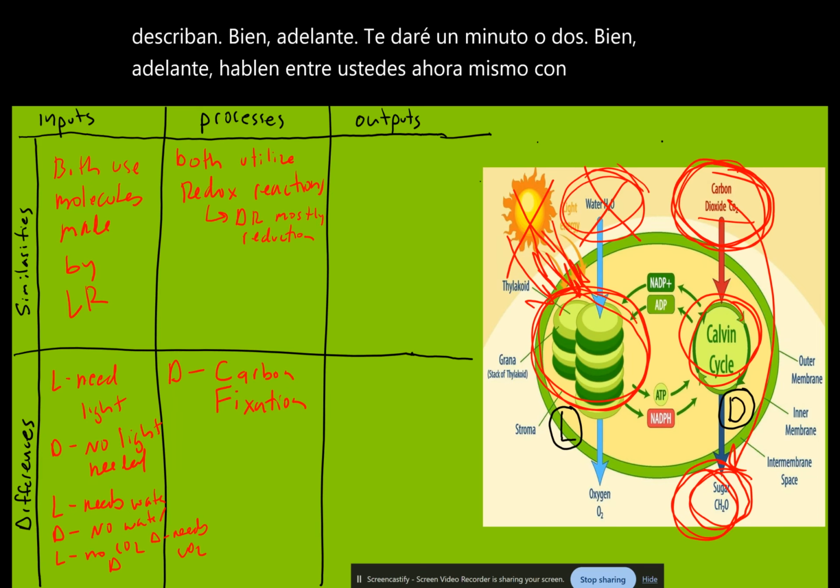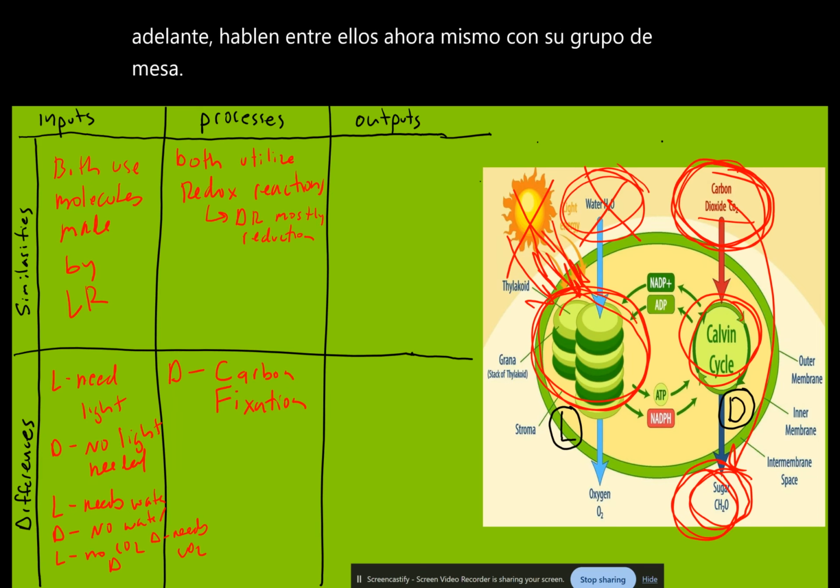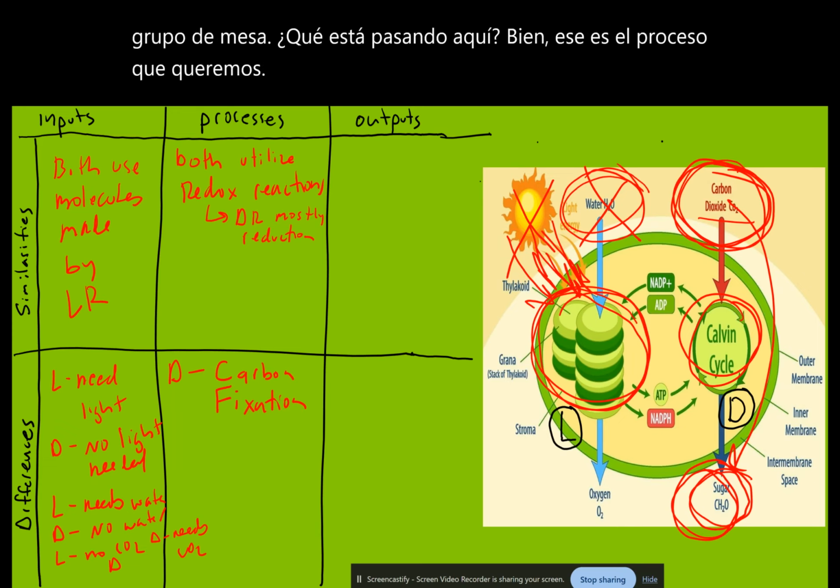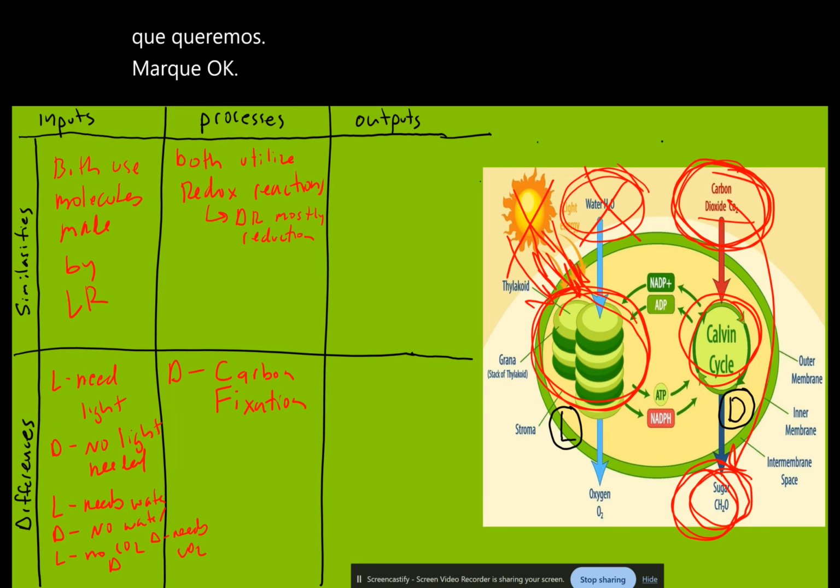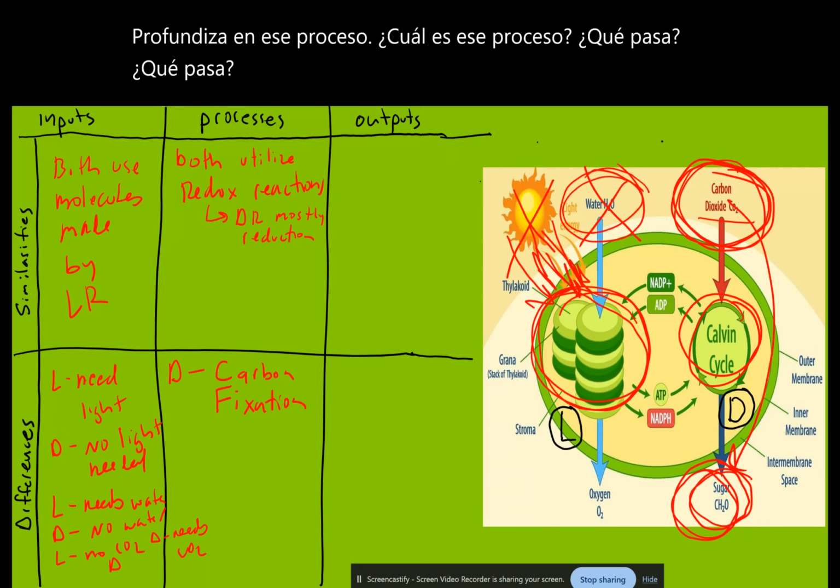What is happening in here? Okay, that's the process we want to dial into. Let's dig down into that process. What is that process? What's happening? What's going on? Use that diagram. Talk to each other. Utilize each other as a resource.